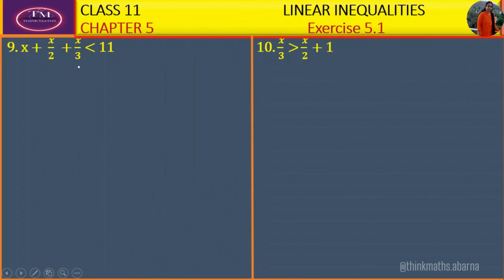So, next, moving on to the ninth problem. Now, we have some fractions to solve the inequality. We have x plus x by 2 plus x by 3 less than 11. What we have to do, first we have to sort out this left hand side. We have to find the LCM. So here 2 and 3, the LCM is 6. So in the numerator we will have 6x plus 3x plus 2x is less than 11.